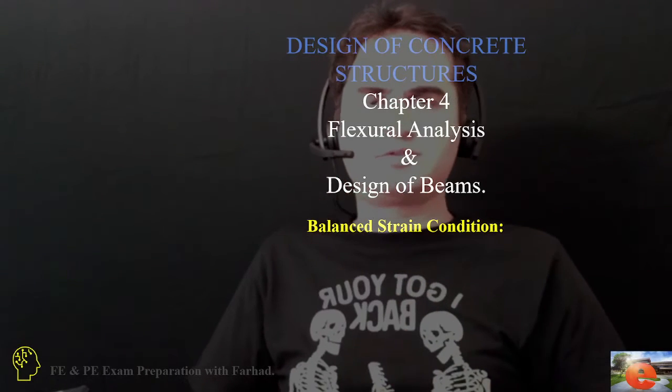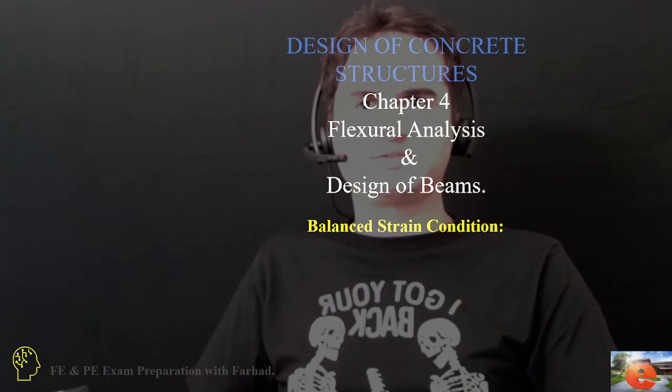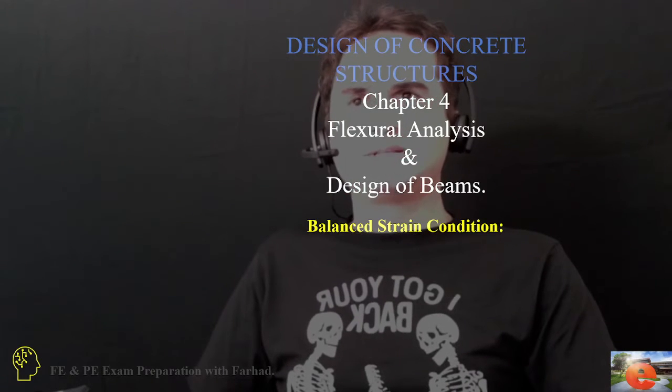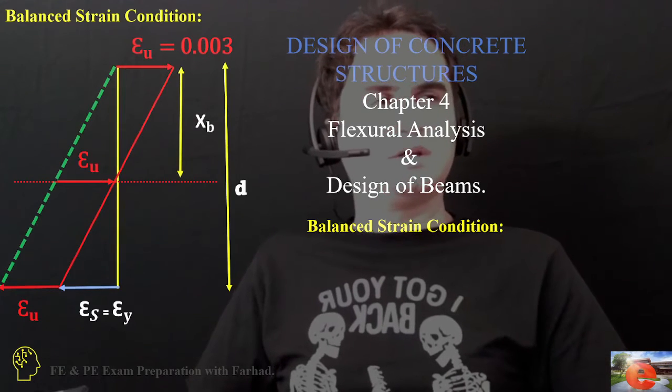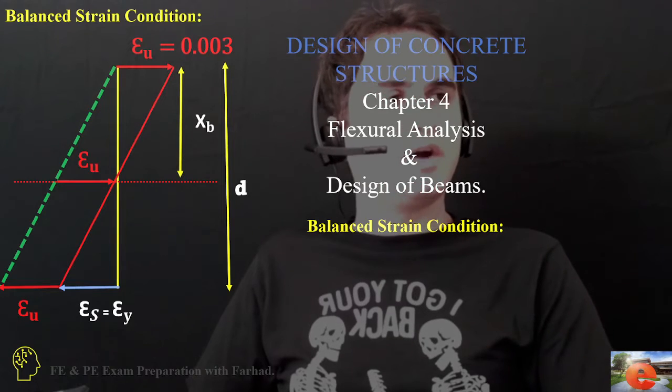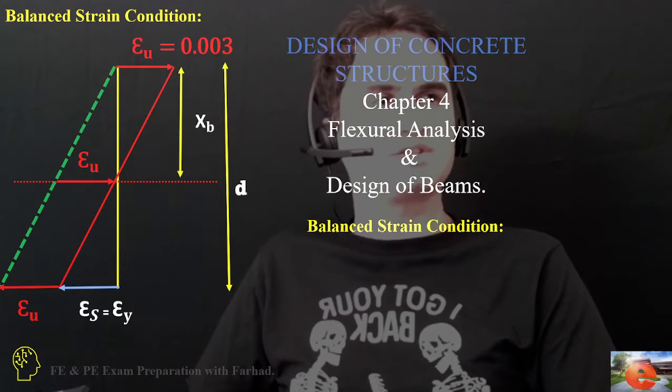Design of Concrete Structures, Chapter 4, Flexural Analysis and Design of Beams: Balanced Strain Condition. In this example, we want to talk about a situation in which the compressive concrete part of the section is in balance with the tensile rebars.